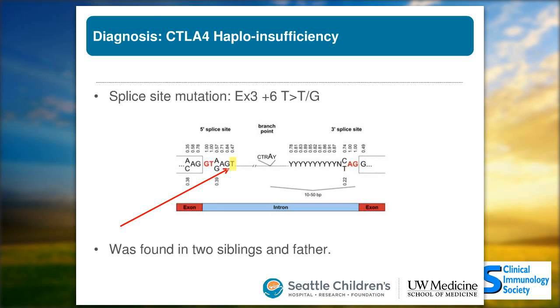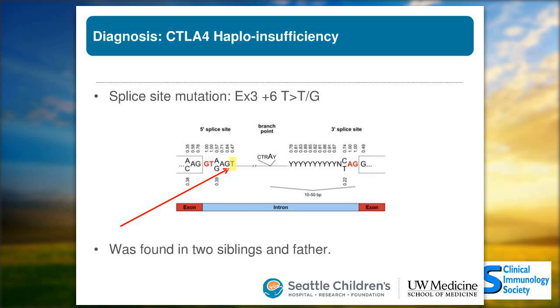Now I wanted to show something about this CTLA4, because at first we were very glad that we knew what the answer was. This family has a CTLA4 mutation, and we went back and checked the two siblings and the father. They all had the exact same mutation. But there's something which made me feel somewhat uncomfortable about this mutation: we found a mutation in a splice site.